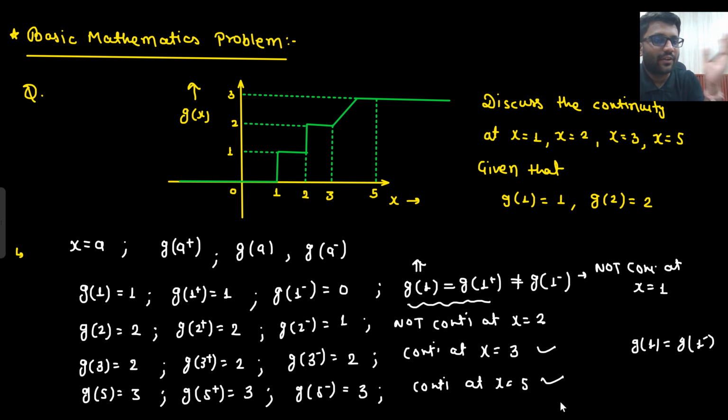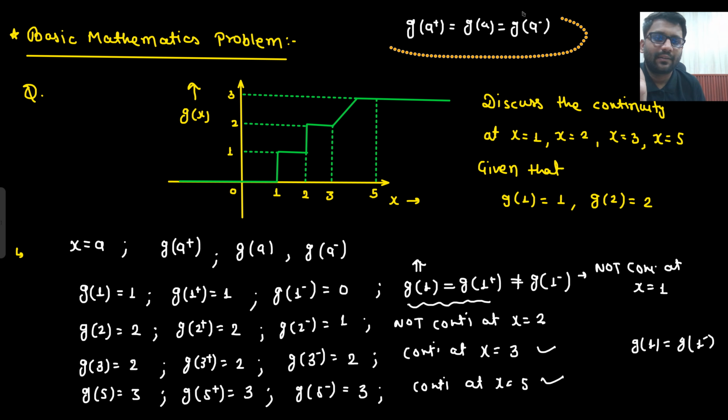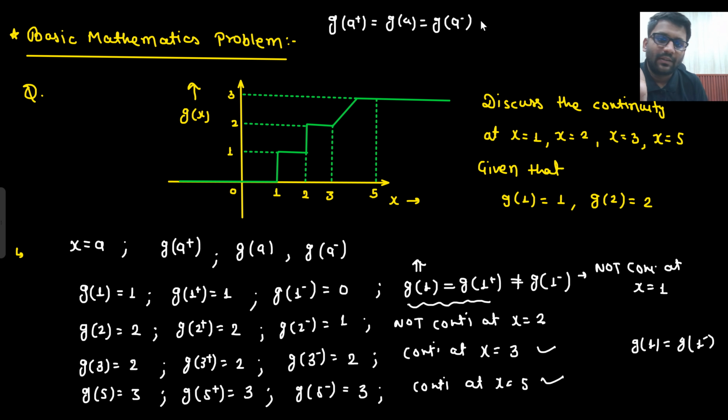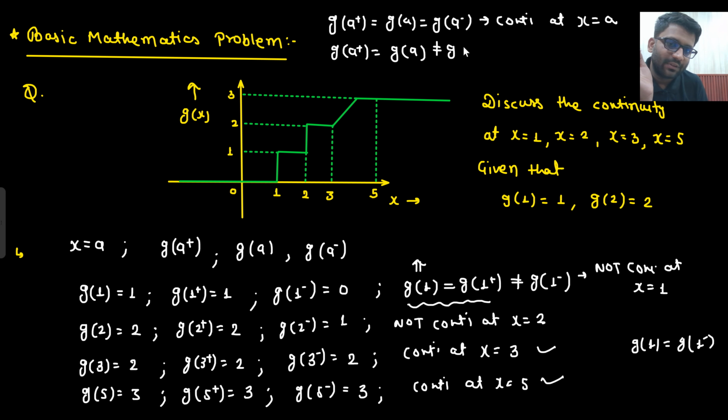So you should know what is the meaning of continuous from right hand side. What is the meaning of continuous from right hand side? That means g of a plus is equal to g of a. So the point is, if g of a plus is equal to g of a is equal to g of a minus, if this is the condition, that means it is continuous at x equals a. If the condition is that g of a plus is equal to g of a and not equal to g of a minus, that means it is continuous from right hand side.